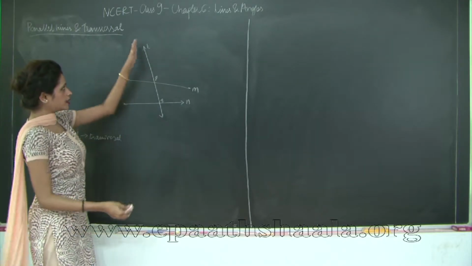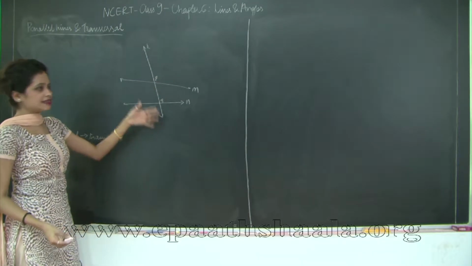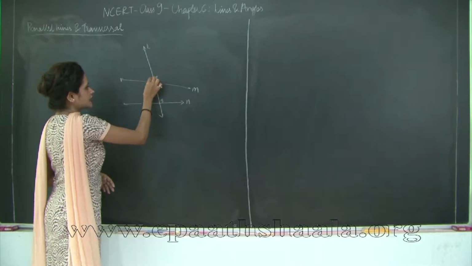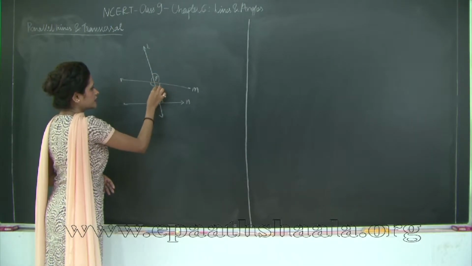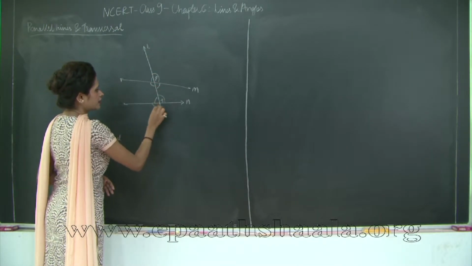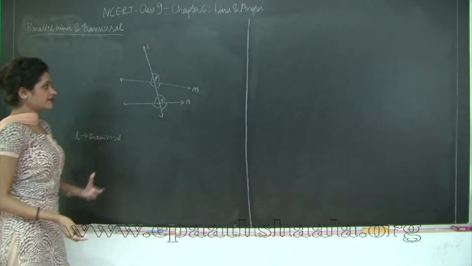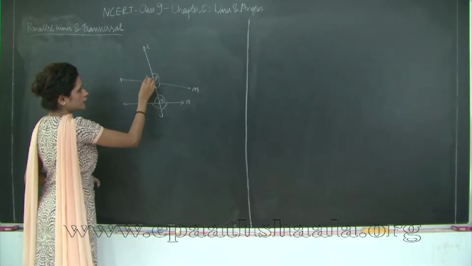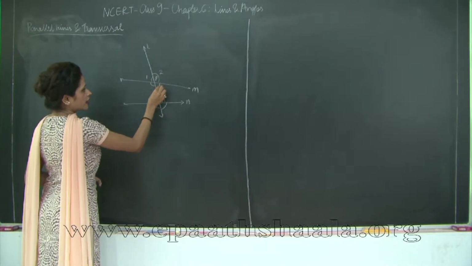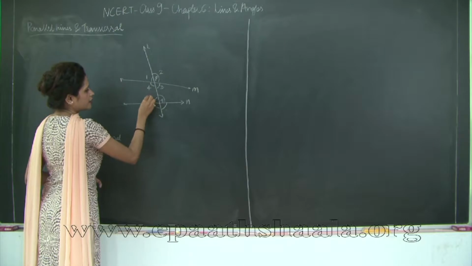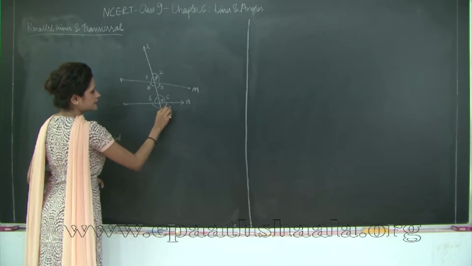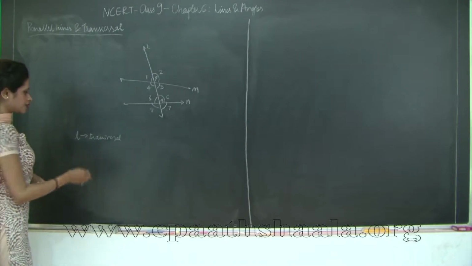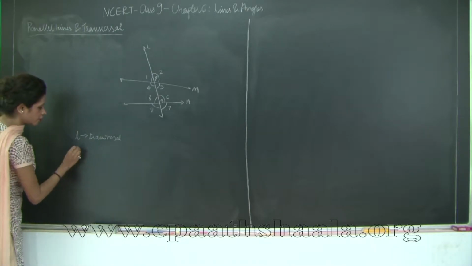So now when this line L is intersecting the two other lines, it is forming certain angles. Let's mark these angles. We have these angles. Correct. We also have names for some of these angles. We'll see that, but first let's mark these. I'll call this angle 1, angle 2, angle 3, angle 4, angle 5, angle 6, angle 7, angle 8. Right? So what are the different angles that are formed? First of all, we have corresponding angles.